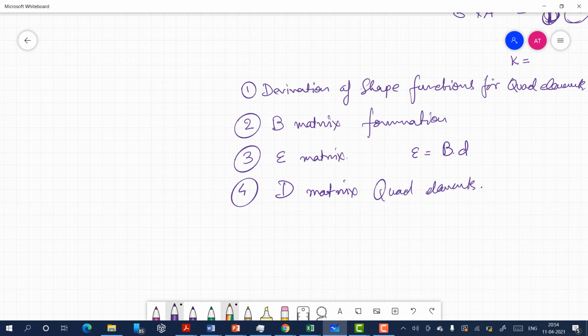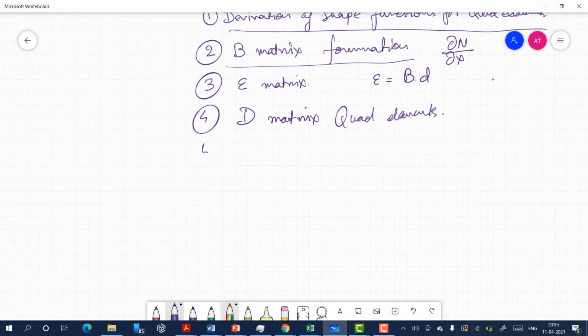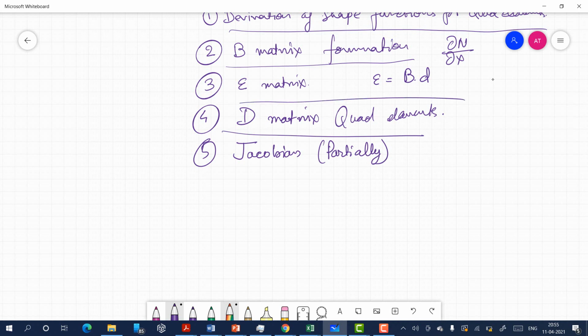So we learned all these, and forget about the stiffness matrix. We will talk about the stiffness matrix in the next lecture for this type of element. But this we have established. We derived using Lagrange's formulation the shape function for the quad element. We found out what the B matrix is, del N by del x. Oh, we also learned what the Jacobian is. Partially we learned what the Jacobian matrix is, what the D matrix is, what the strain is.